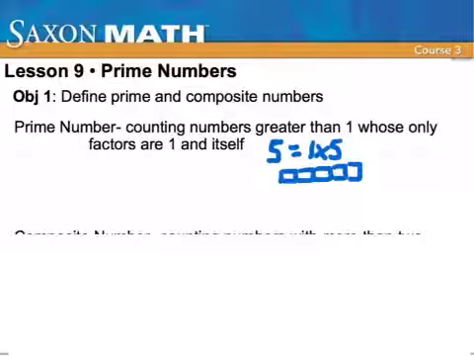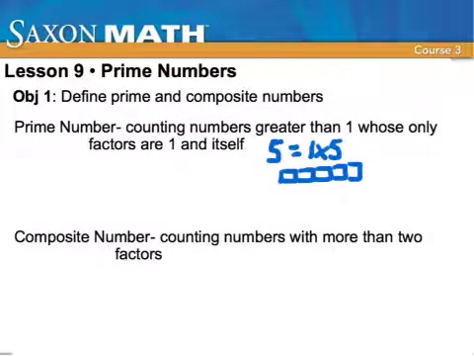Okay? If I try to arrange it so that there's 2 blocks on top and 3 on bottom, that's not a rectangle. Or if I went with 1 block on top and 4 on bottom, that's not a rectangle. Okay? So the only way that I can make a rectangle with 5 blocks is a 1 by 5. So that's an example of a prime number. It's only got 2 factors, 1 and itself.